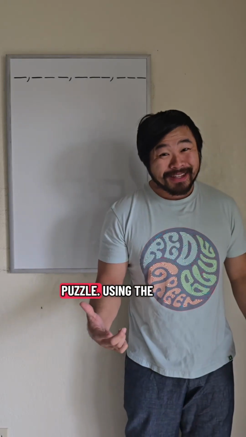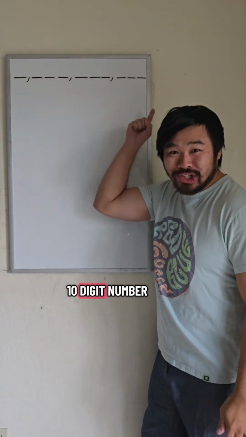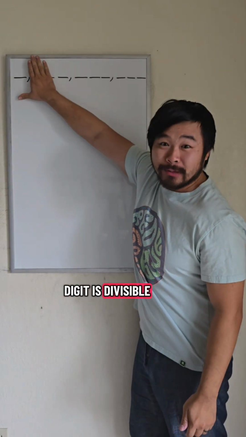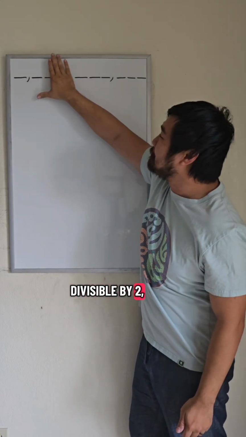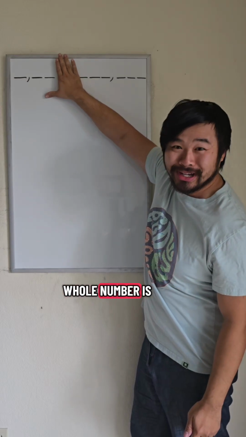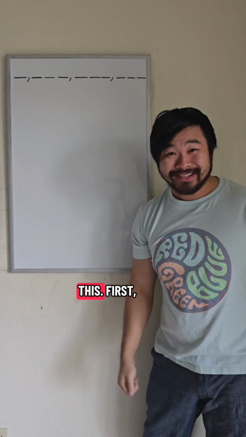Here's a fun puzzle. Using the digits 0 to 9 each exactly once, let's create a 10-digit number where the first digit is divisible by 1, the first 2 digits as a whole number is divisible by 2, the first 3 digits as a whole number is divisible by 3, and so forth. Let's see how we can do this.